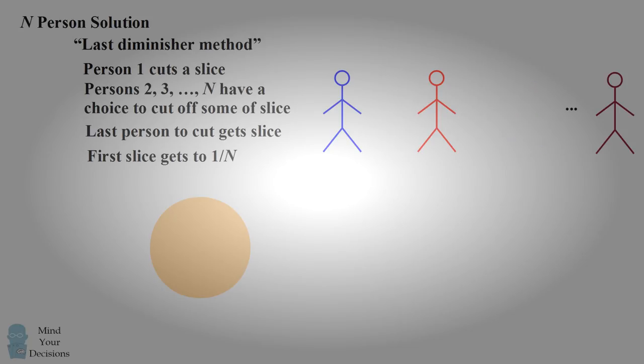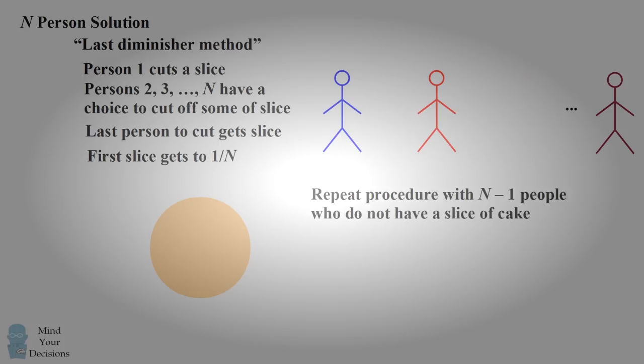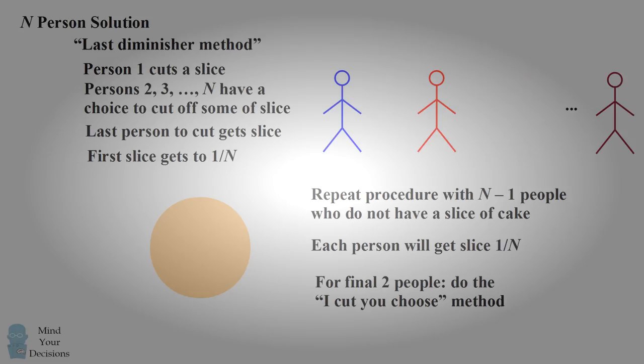We then repeat the procedure after that one person gets the slice, and then the remaining people are going to use the same method to cut the next slice. And for the very same reason, the next slice is also going to be 1 over n, and so on. We keep repeating this until there are exactly 2 people remaining, at which point they do the I cut, you choose method, and they are also going to end up with 1 over n of the cake. So this is the mathematically fair way that you could split up the cake between any number of people.